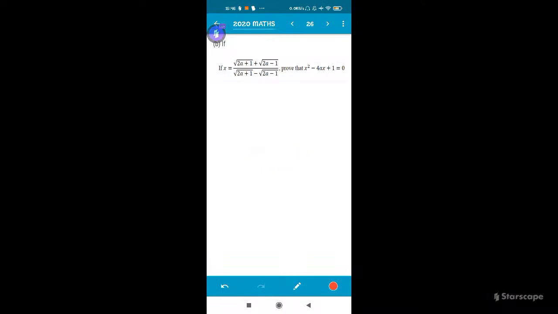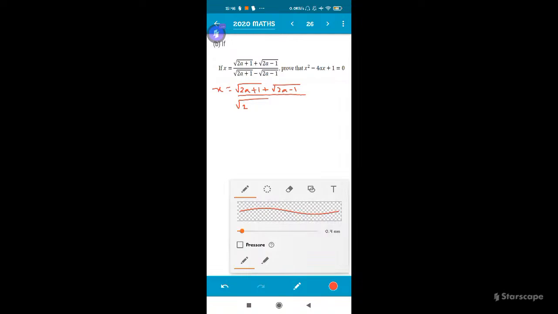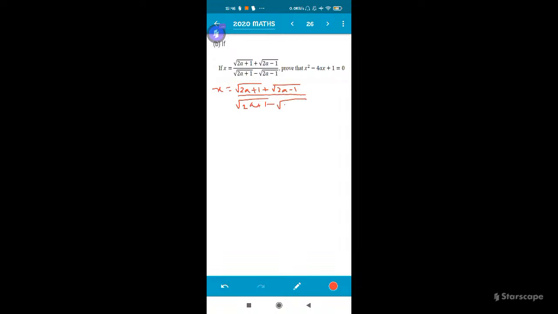Then we have another question now with us, which is quite clear that we have to use componendo and dividendo out here. We have to prove this answer. So let's begin. Let us first write x is equal to square root of 2a plus 1 plus square root of 2a minus 1 divided by square root of 2a plus 1 minus square root of 2a minus 1.